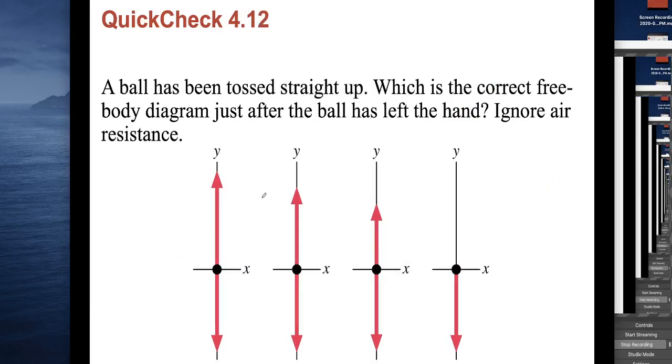Okay, now let's see the next question. A ball has been tossed up. Which is the correct free body diagram just after the ball has left the hand? And let's ignore the air resistance. I will give you some time to think about it. Please pause the video until you get your answer.